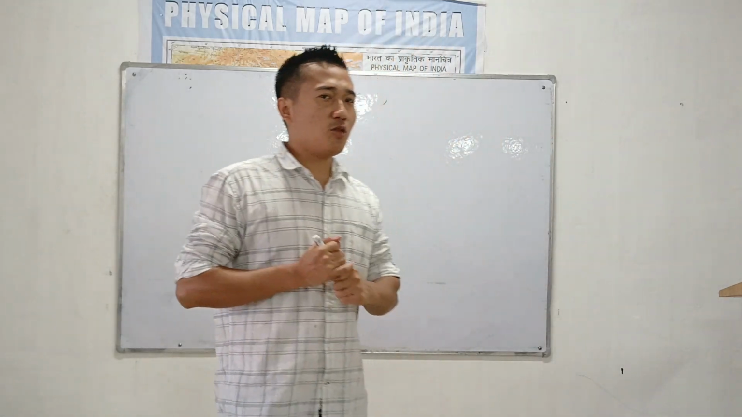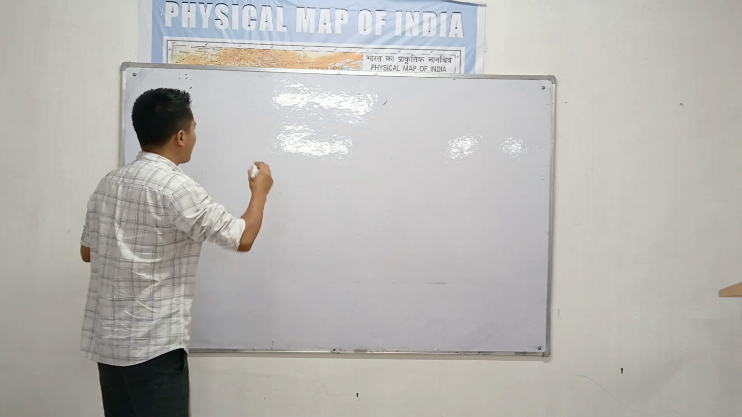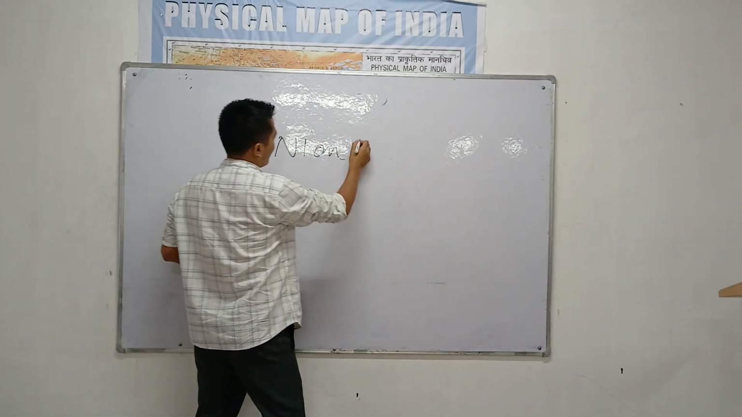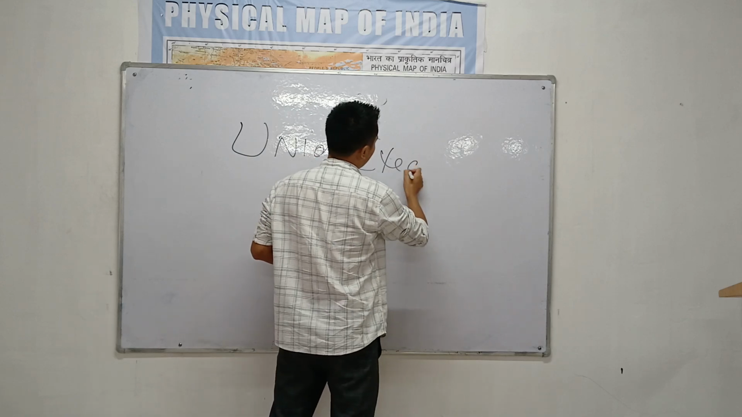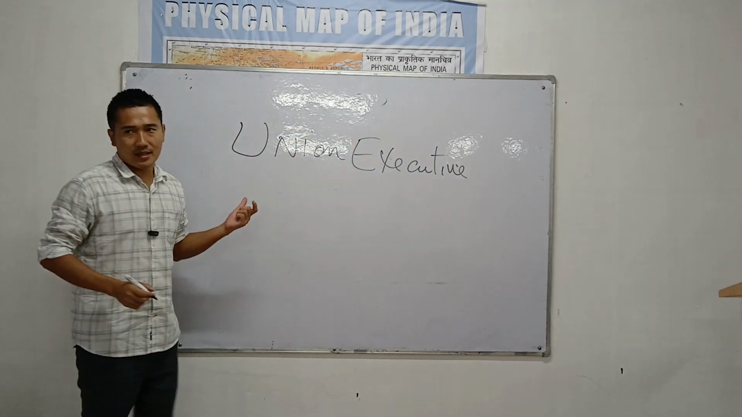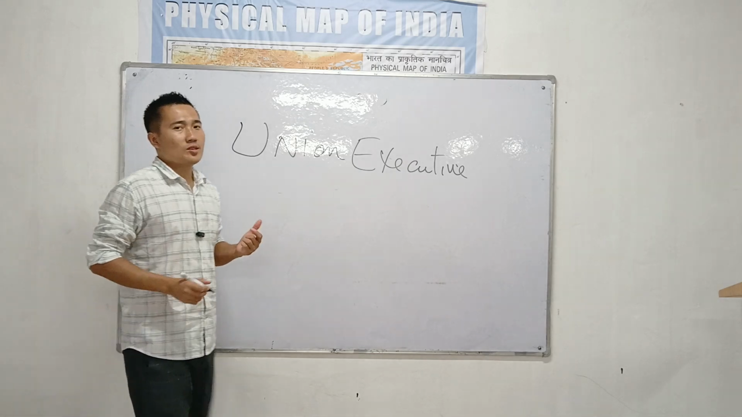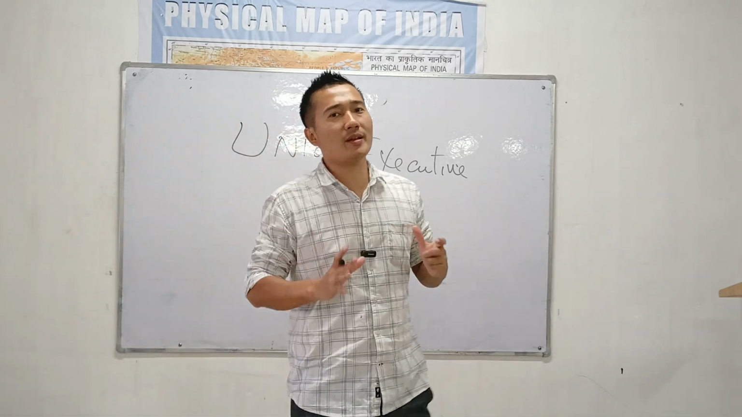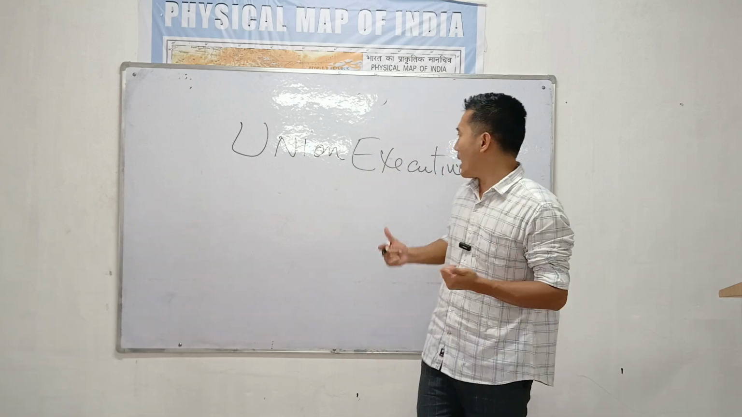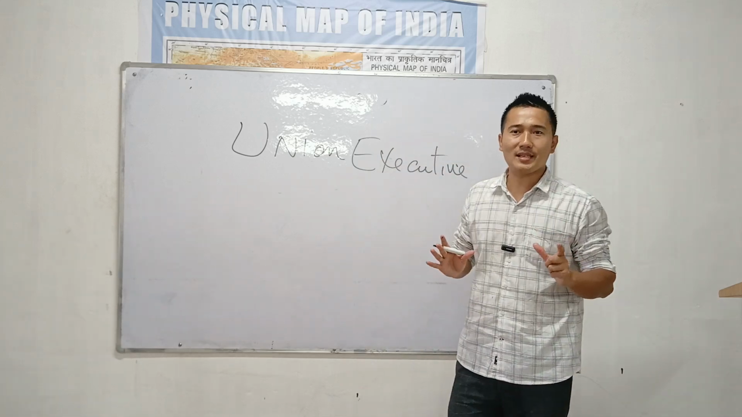Alright. The APC is very much concerned about the union executive. Please note it down. Union executive is often asked in the BSc exam. So let's see who comes under the union executive. Yesterday I discussed the Parliament of India. Today our topic is going to be the union executive.